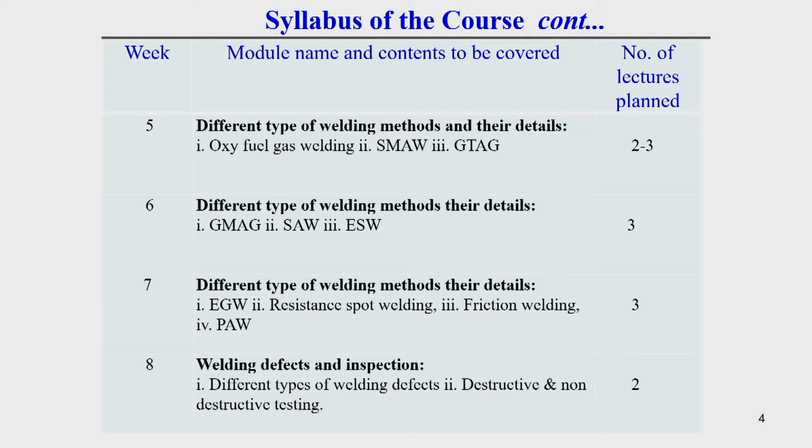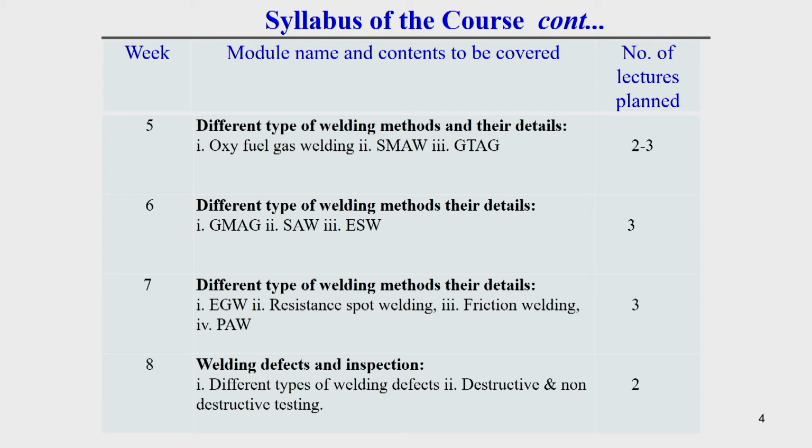Then in the fifth week, I will cover different types of welding methods and their details. These will take another 2 weeks also, like in the 6th and 7th weeks. In the fifth week, the welding methods are oxy-fuel gas welding, shielded metal arc welding, then gas tungsten arc welding process.